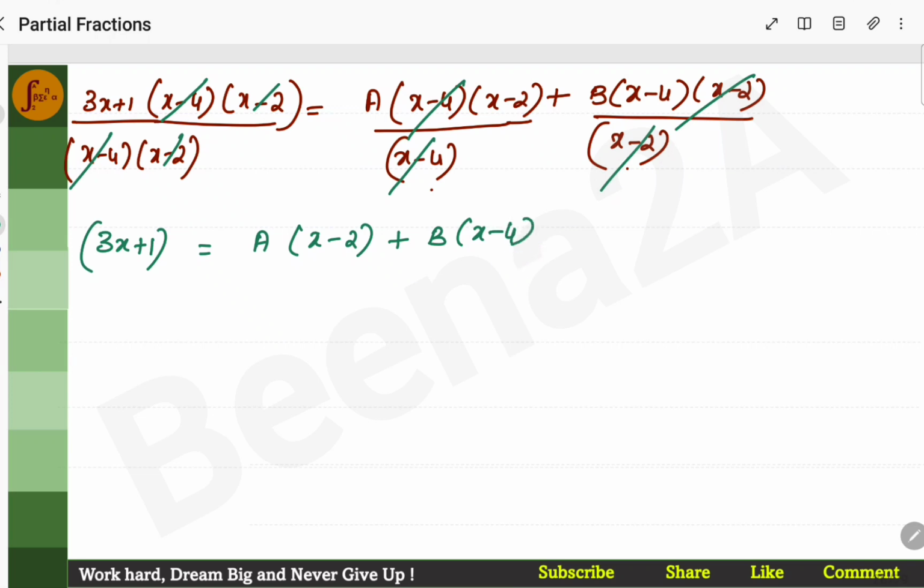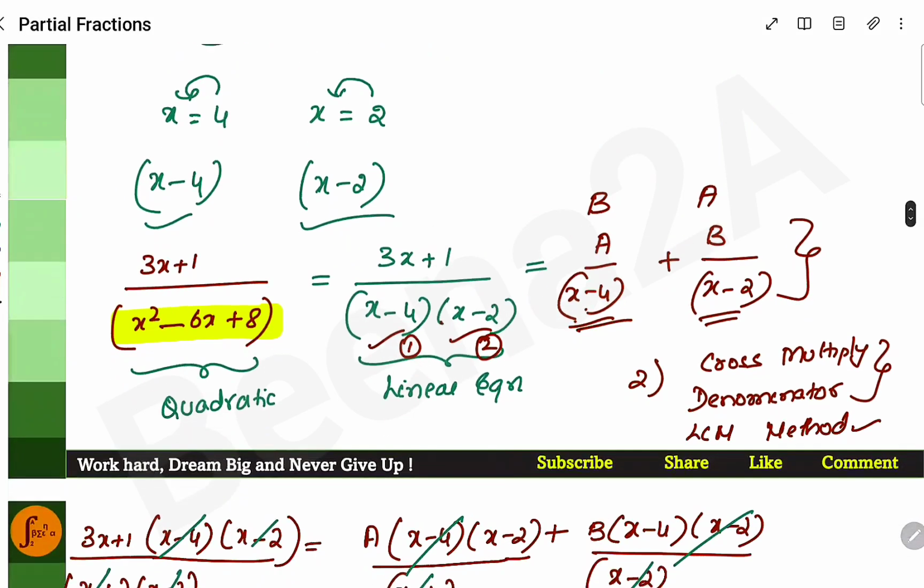Now we call this equation 2. Let's not forget, we call this equation 2. And this is equation 1. Let's not forget, this is equation 1. Finally, once we find the value of a and b, we have to substitute the values of a and b in this equation.